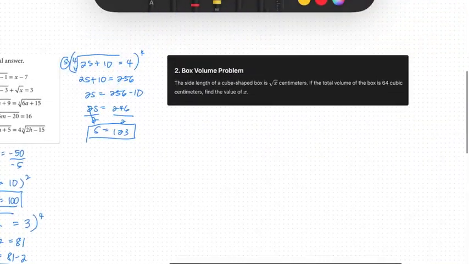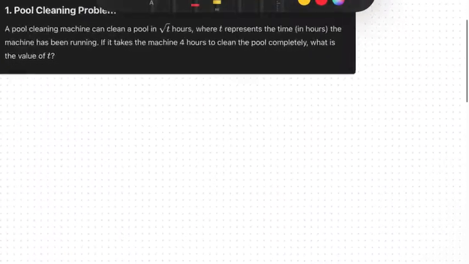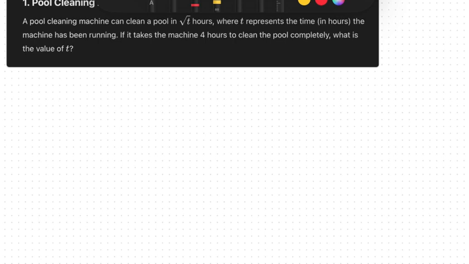So now let's proceed to our word problems. As I mentioned kanina, RESA method po ang gagamitin natin dito. So I'm going to solve a total of 5 problems.